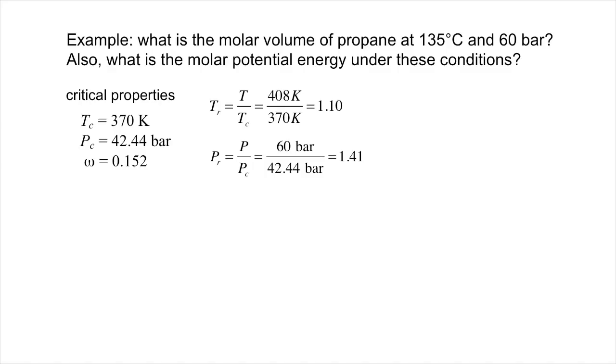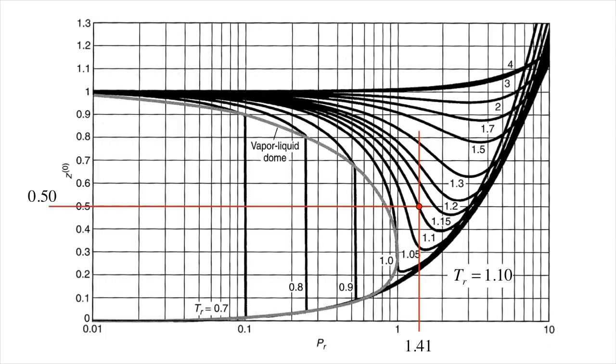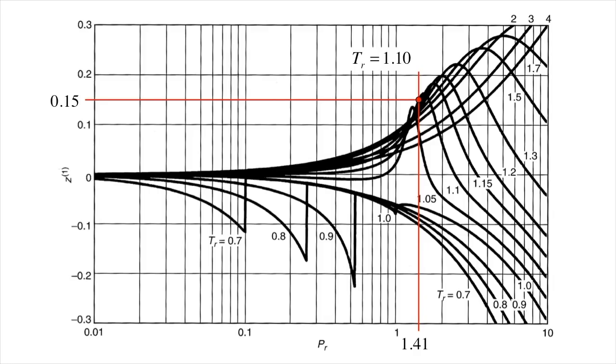Returning to our working example of propane at 135 degrees C and 60 bar, let's see how accurate the Lee-Kesler equation of state is in predicting the volume and potential energy. From table A1, we can look up the value of the acentric factor for propane, 0.152, and add it to our list of properties. Reduced pressure and temperature are the same as we had before. Turning to the Lee-Kesler charts for Z0 and Z1, we can look along the TR equals 1.1 isotherm at PR equals 1.41 to find Z0, which is 0.5. Likewise, Z1 is around 0.15.